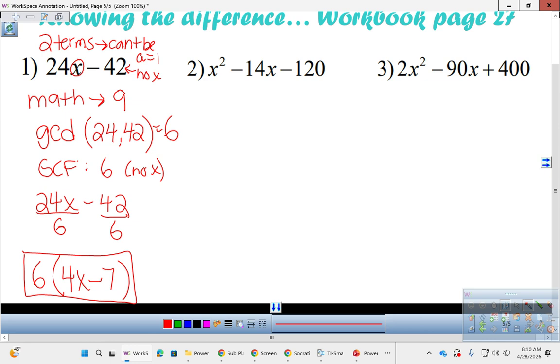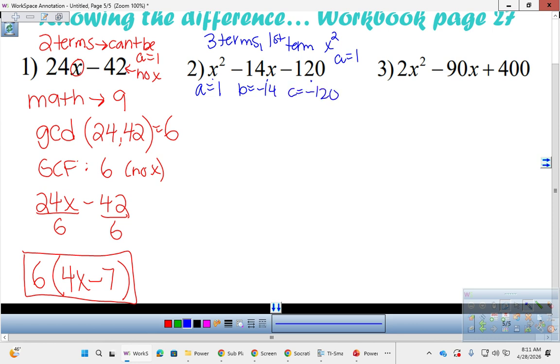All right. For this next one, I see I've got 1, 2, 3 terms. The first term is x squared with no number in front of it. When I see something that's 3 terms with no number in front of it, this is the a equals 1 method. So in the a equals 1 method, we have an A, we have a B, and we have a C.